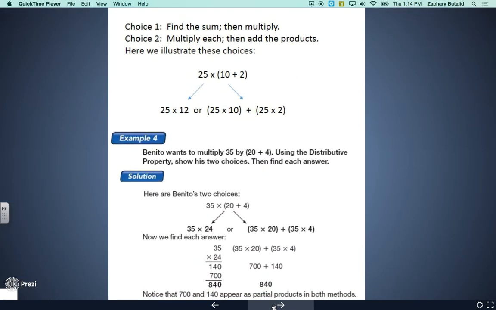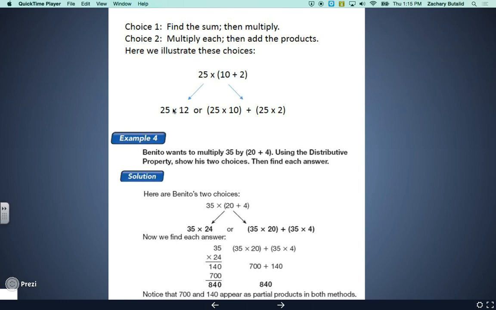All right, now I'm going to show you what the distributive property looks like, okay? And so what we have here is we have 25 times 12, okay? So there's 2 choices we could do. We could do it this way or this way or this way. If we do it this way, it would be 25 times 12 because we have to do parentheses first. We do 10 plus 2 is 12, and we're gonna times that by 25.